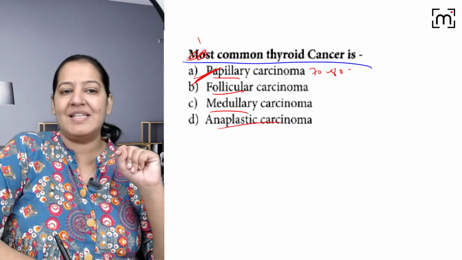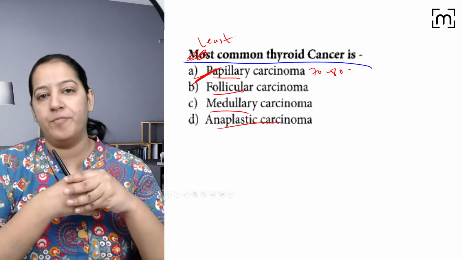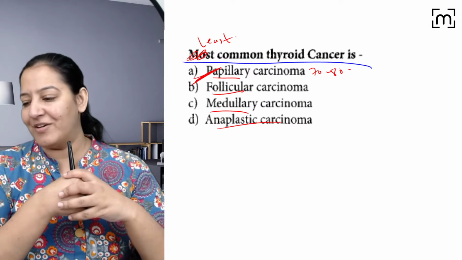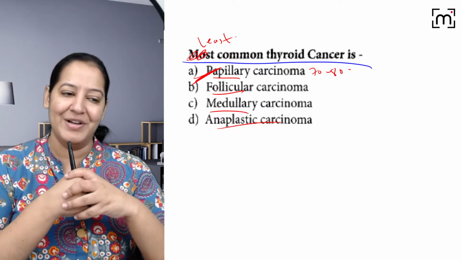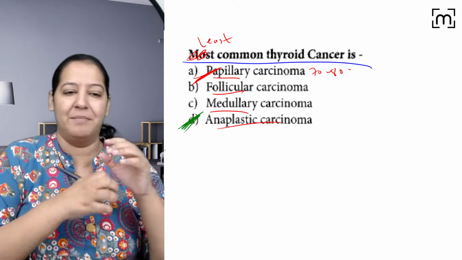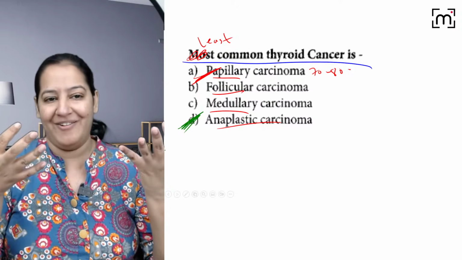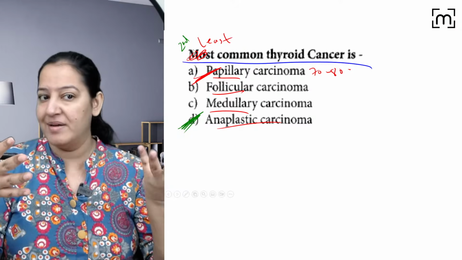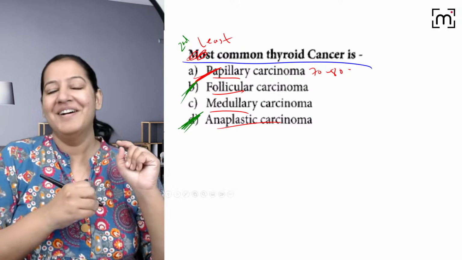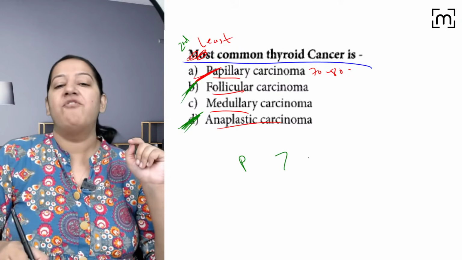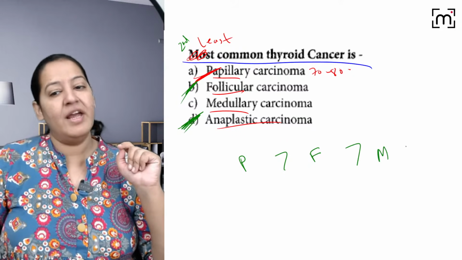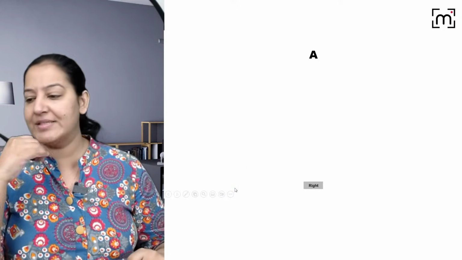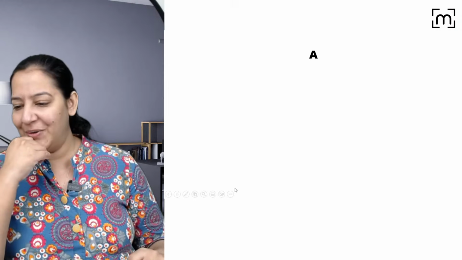If I change the question and say least common, what is your answer now, in the same four options? Yes, then your answer will become D, right? So it depends on what the question is. If I say second most common, your answer will become follicular. So you should know the sequence: papillary, followed by follicular, followed by medullary, followed by anaplastic, PFMA. Whatever question comes, you can solve it. Give me a thumbs up, everyone. Can we go ahead? Yes.